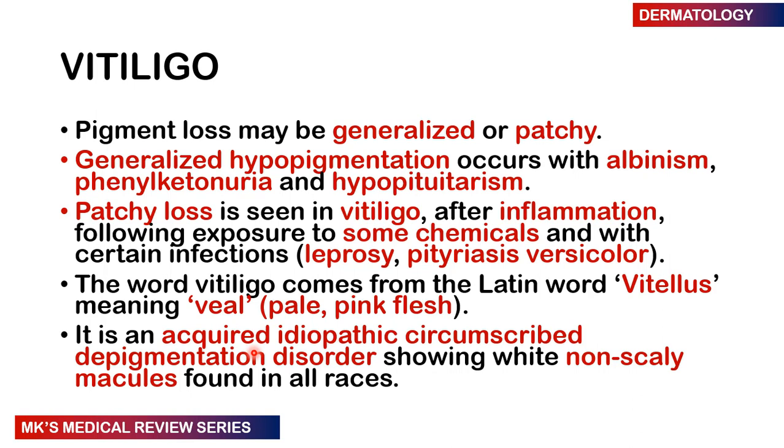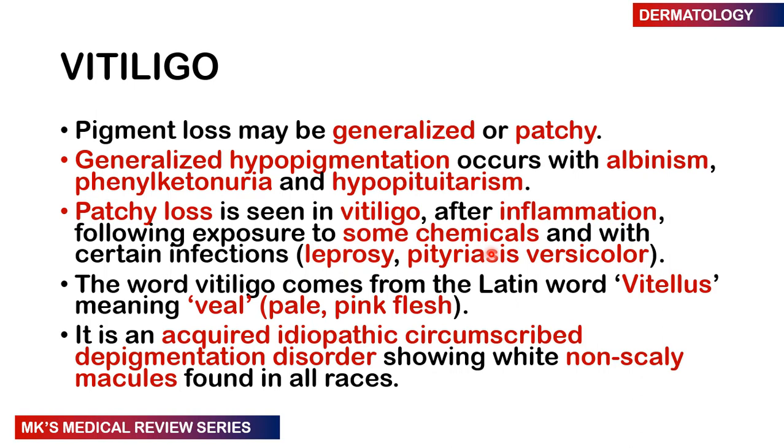Remember that pigment loss from the skin can be generalized or patchy. Generalized hypopigmentation occurs in conditions like albinism. I did a video on albinism. I'll leave it tagged here. You can click on it and go watch that video. It can also result from phenylketonuria or even hypopituitarism. You may also get patchy loss that may be seen in vitiligo, what we're about to discuss, and after inflammation, following exposure to some chemicals, and even certain infections like leprosy and pityriasis versicolor.